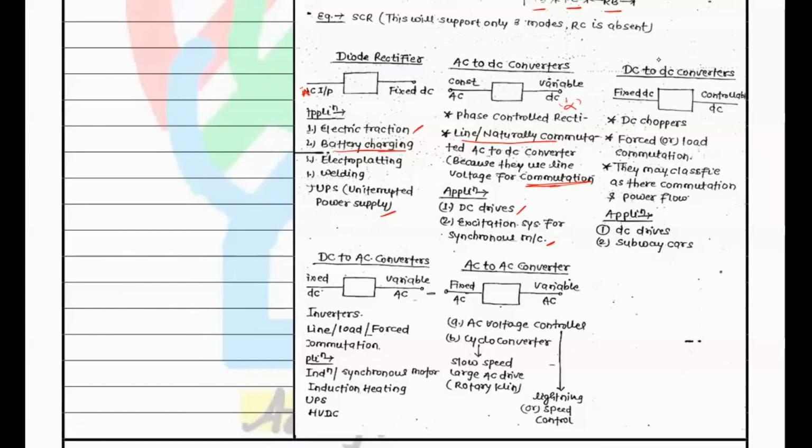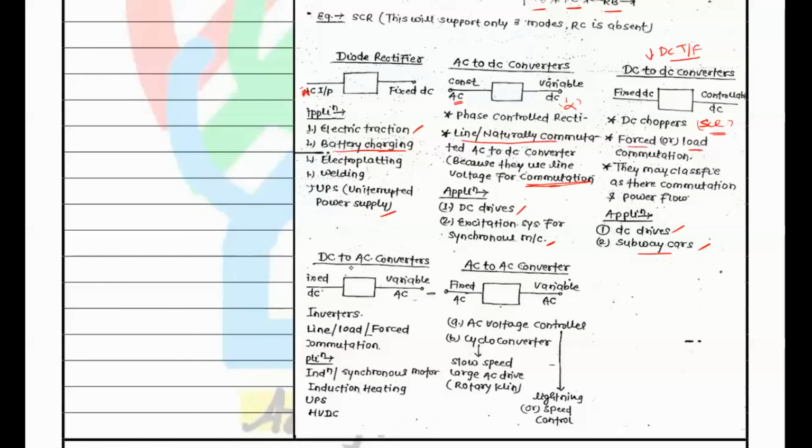Next, DC to DC converters, nothing but choppers. They are also known as DC choppers, or DC transformers. Forced commutation, or line or load commutation, we are going to use. Forced means we are going to force the switching off operation in SCRs. Naturally, the SCR will turn off because of the nature of the AC supply, and here we are going to switch off the choppers forcefully. That's why we use forced commutation here. They may be classified as per the commutation and power flow. Applications are DC drives, subway cars, trolleys.